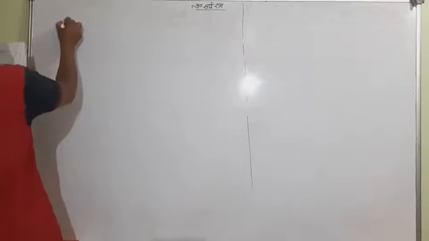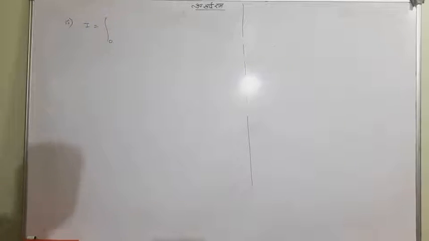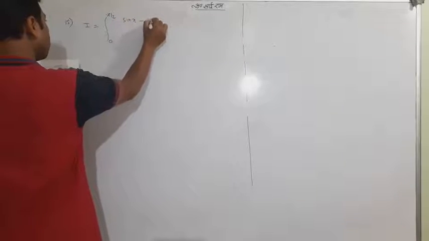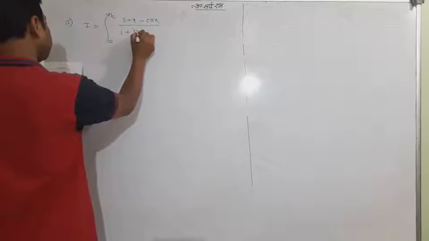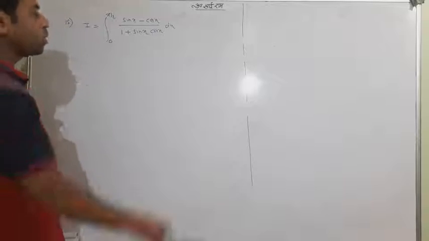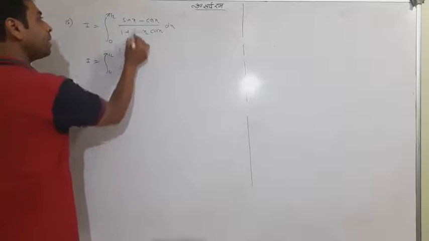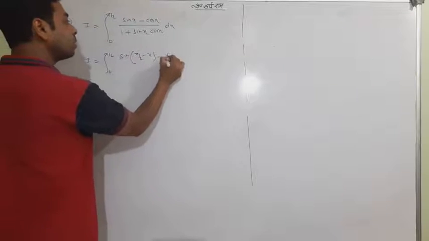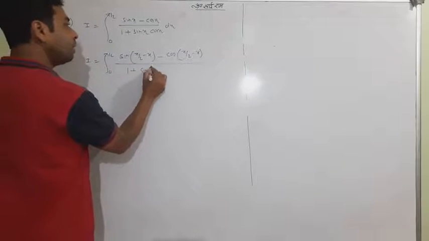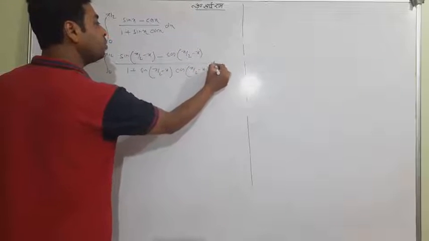We have question number 15, a very simple question, but still I am telling you. It is 0 to pi by 2, sin x minus cos x upon 1 plus sin x into cos x. This is the question, and it's a very easy question. 0 to a is the famous one. Now you have got it properly: I will write x as 90 minus x, cos of 90 minus x upon 1 plus sin of 90 minus x and cos of 90 minus x. This property I use, 0 to a.